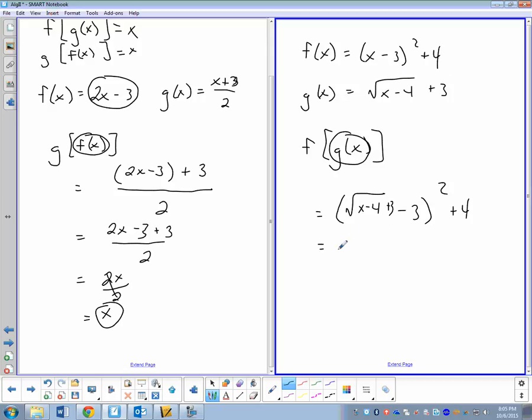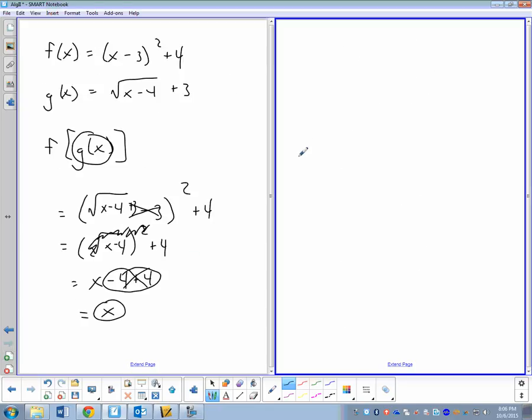So then here I have like terms. Plus 3 and minus 3 adds up to 0, which means these cancel each other out, so I get the square root of (x minus 4), squared, plus 4. Then what happens with a squared and a square root? They cancel each other out and just leave me with x minus 4 plus 4. And then last, this negative 4 and this plus 4 cancel each other out and just leave me with x.